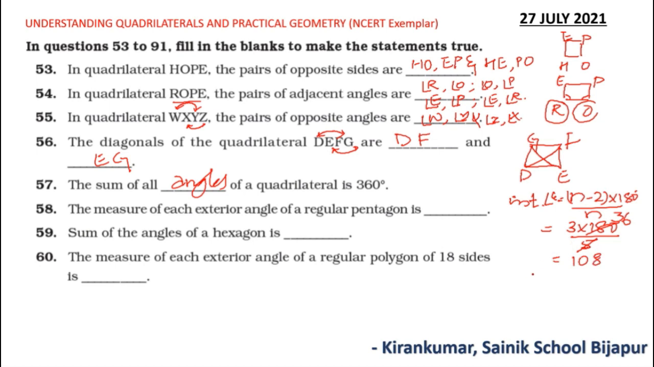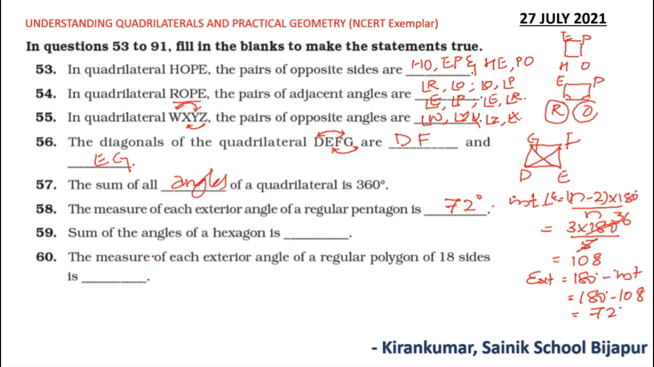108. So exterior angle will be 180 degrees minus interior angle. So 180 degrees minus 108, which is 72 degrees. So the right answer is 72 degrees.